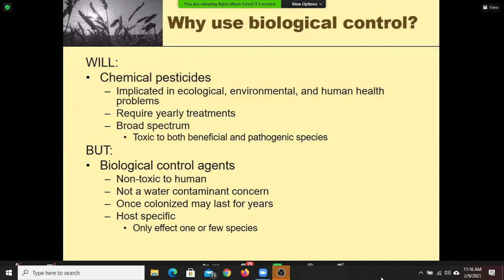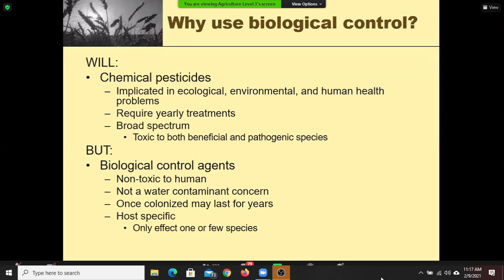On the other hand, biological control agents or bioagents are not toxic to human. They are not toxic to non-target microorganisms. So there is no water contaminant concern. You know that chemical pesticides contaminate water, especially the natural sources of fish or other microorganisms, for example, ponds or other sources of water. So chemical pesticide pollutes these water sources. On the other hand, biological control agents don't pollute the water sources.